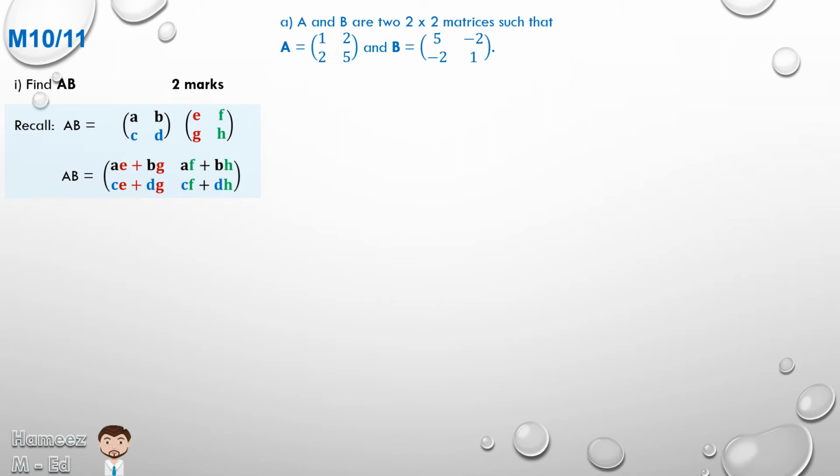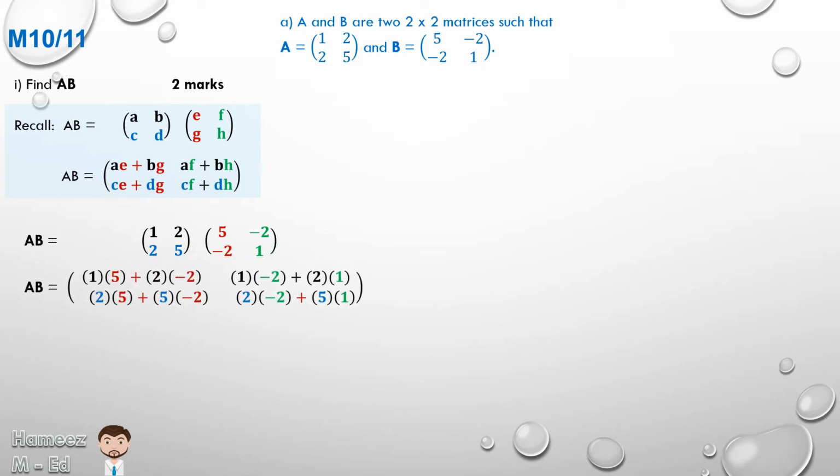So let's apply this. So AB, we know the value, so let's go 1, 2, 2, 5 by 5, minus 2, 1. So if we multiply the black row by the red column to give us the first item, it will be 1 by 5 plus 2 by minus 2. And similarly, let's continue. The black row by the green column will be 1 by minus 2 plus 2 by 1. And then the blue row by the red column, so it'll be 2 by 5 plus 5 by minus 2. And then the blue row by the green column, it'll be 2 by minus 2 plus 5 by 1. And then remember, this is the format for multiplying 2 by 2 matrices.